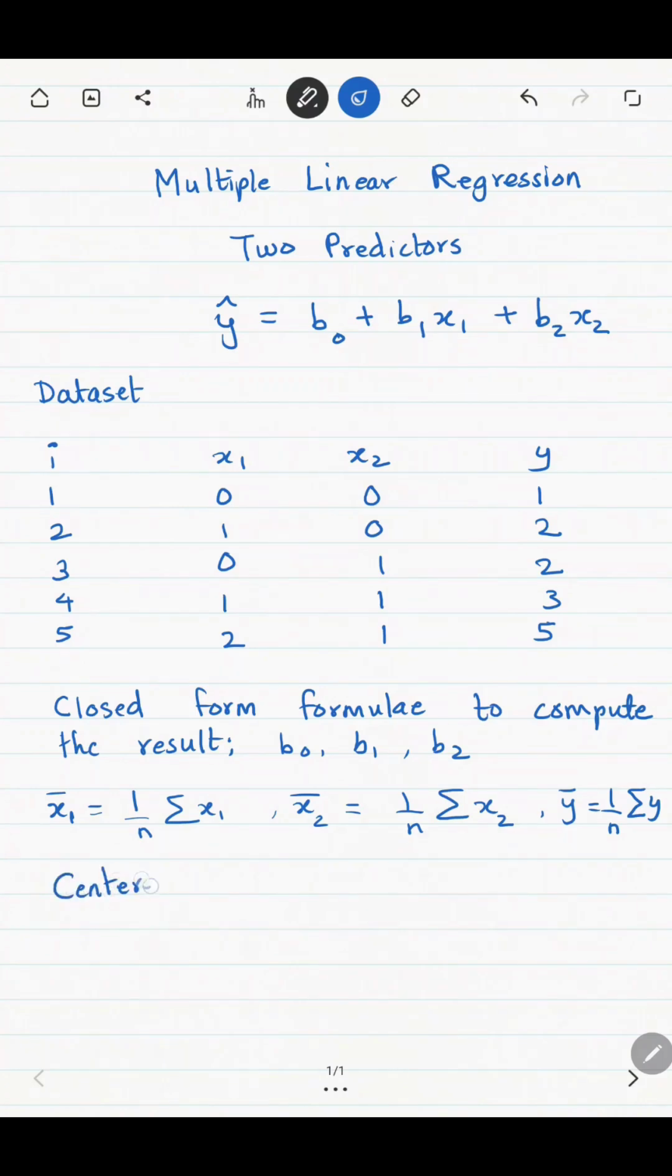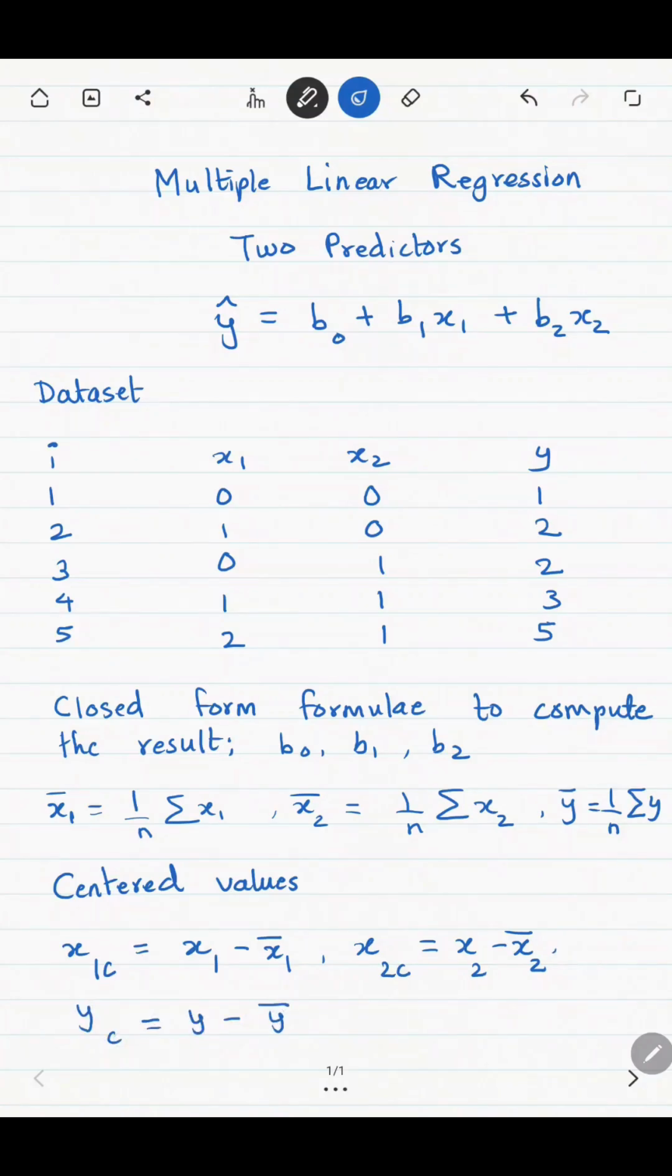Now we'll define the centered values. So x1c is equal to x1 minus the mean of x1. x2c is the x2 minus the mean of x2, and yc is y minus the mean of y.